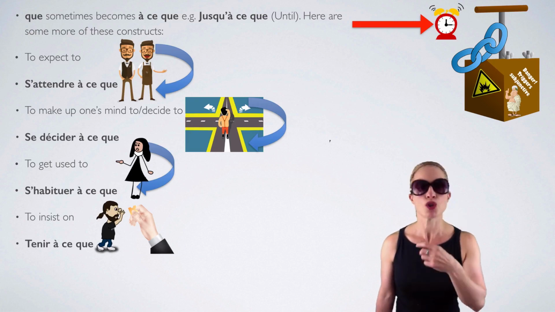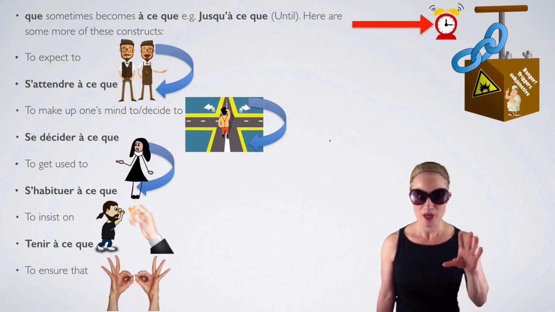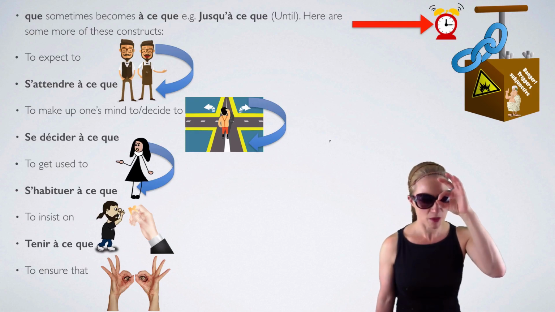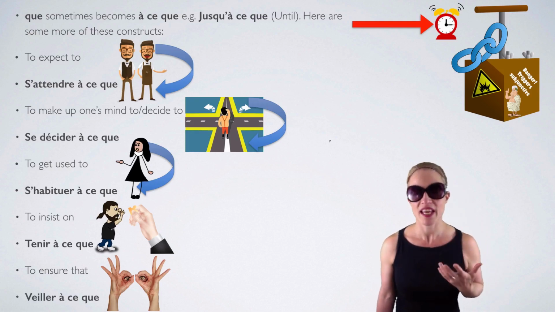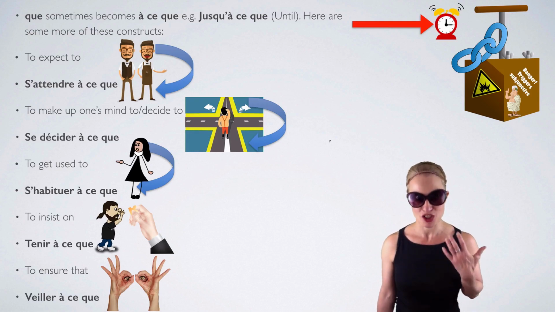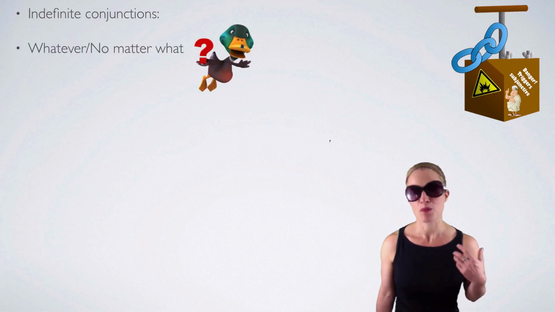To insist on, because you hold whatever it is you want to happen dear. Hold. Tenir à ce que. To ensure that. This is a funny one. Got somebody surveying the area with their eyes. Veiller, which is where we get surveillance from, isn't it? Veiller à ce que.